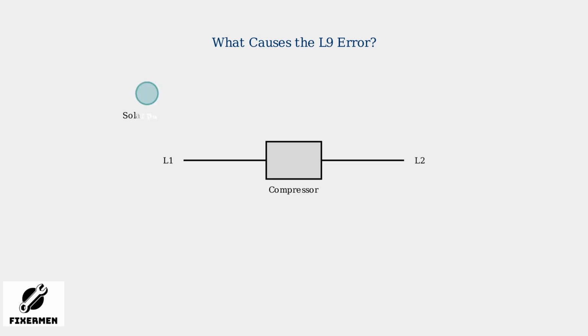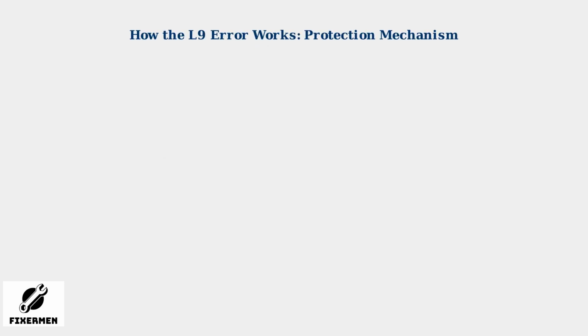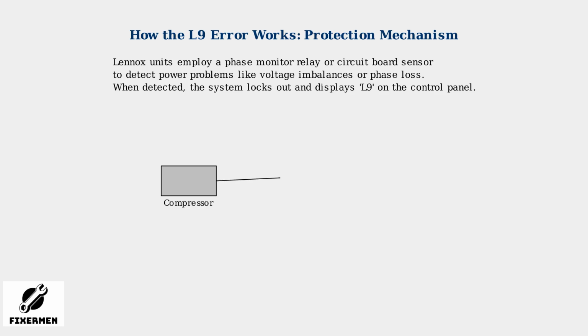Finally, in hybrid home energy systems that include solar panels, the L9 error can occur if phase synchronization fails between the grid power and solar inverter. Lennox units employ a phase monitor relay or circuit board sensor to detect power problems like voltage imbalances or phase loss. When detected, the system locks out and displays L9 on the control panel.